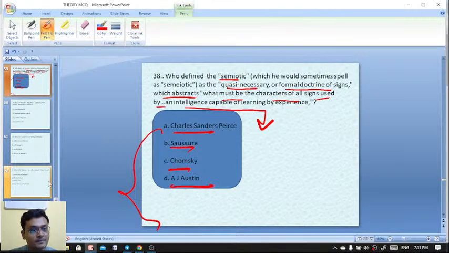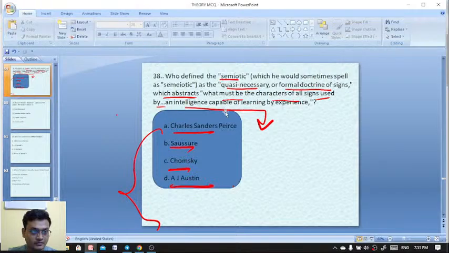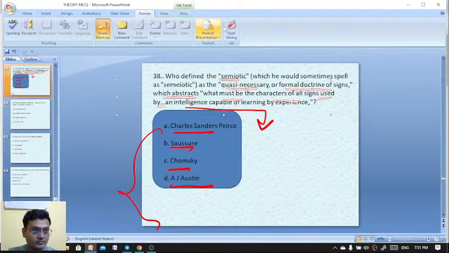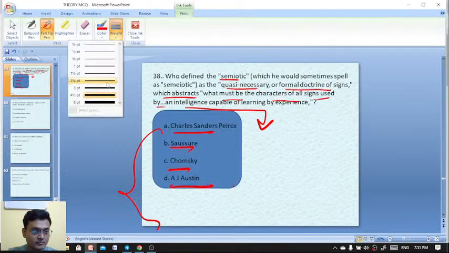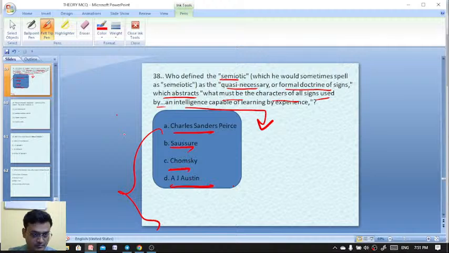Exactly. Semiotics, actually Charles Sanders Peirce. Exactly, A is the right answer.